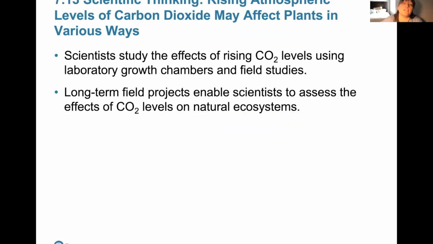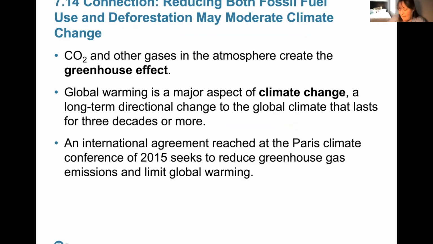Scientists study the effects of the rising carbon dioxide levels using laboratory growth chambers and field studies. So pretty much we're trying to see what's really happening out there. A whole bunch of carbon dioxide and other gases are causing something called the greenhouse effect. And this is causing a lot of issues. This is what climate change is. This is talking about global warming, also known as the climate crisis, not just climate change, because it has reached the crisis level.